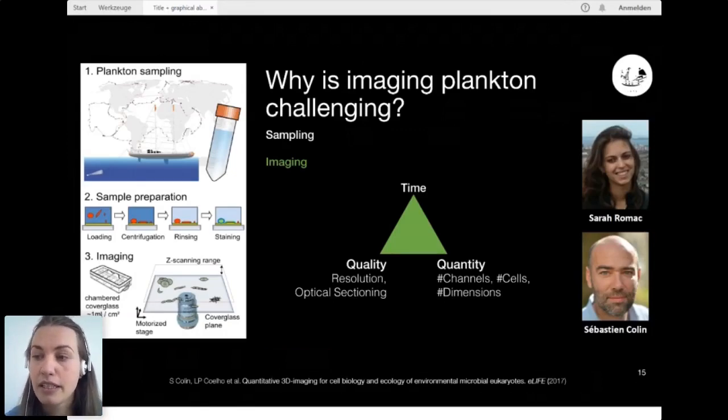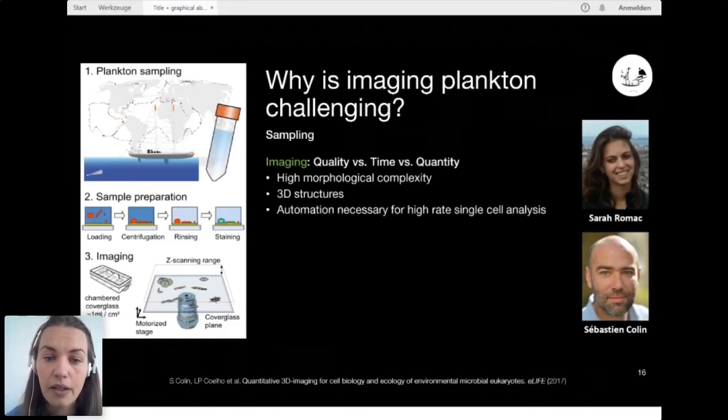And Sebastian has contributed a lot to this development, which allows us to really collect image data from large amounts of cells and thereby really address their complexity and even derive statistically relevant data on plankton communities or even their ecosystem.